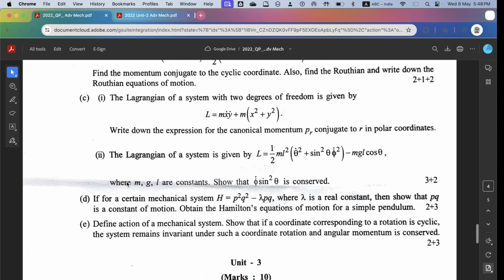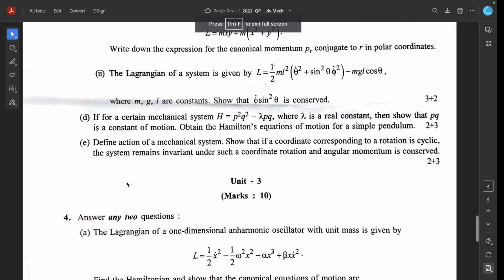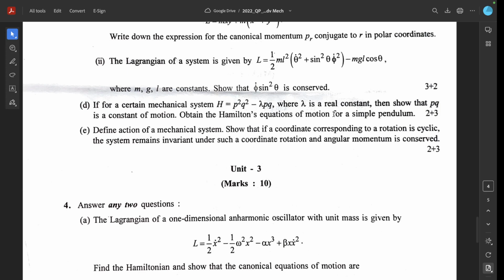Next question, D. If for a certain mechanical system H equals p squared q squared minus lambda p q, where lambda is a real constant, then show that p q is a constant of motion. Obtain the Hamilton's equations of motion for a simple pendulum.